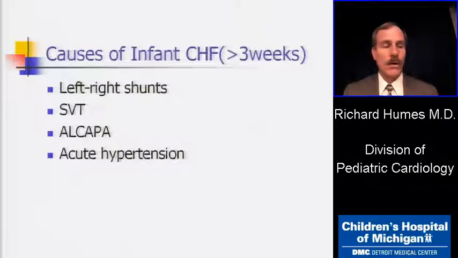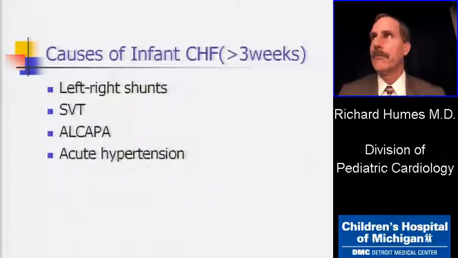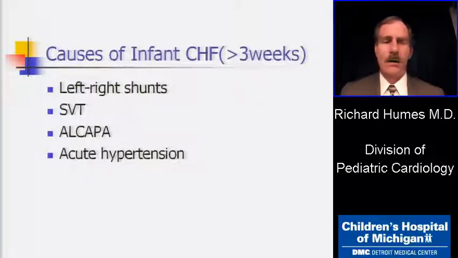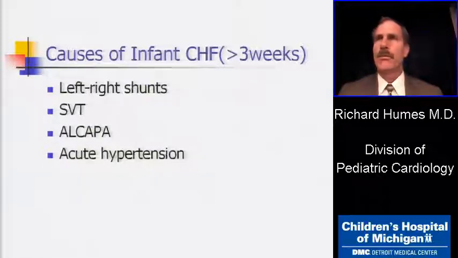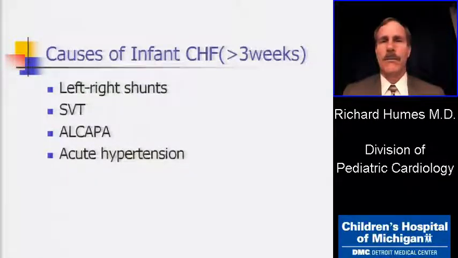Anomalous left coronary artery from the pulmonary artery is something that often presents at about 2 to 3 months of age with congestive heart failure symptoms, poor feeding, dyspnea, etc. And acute hypertension, as we mentioned at the early part of this talk, can be something that can cause cardiac symptoms also.